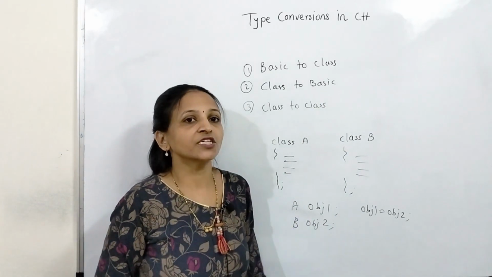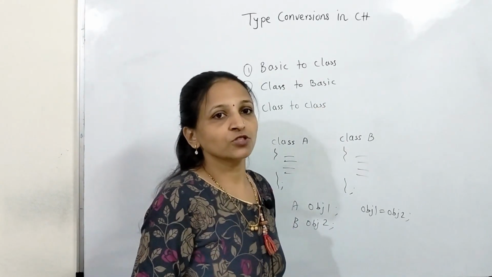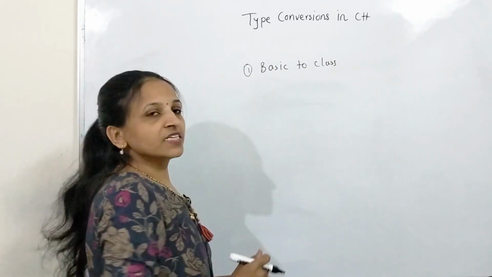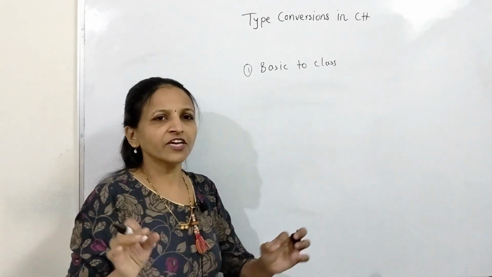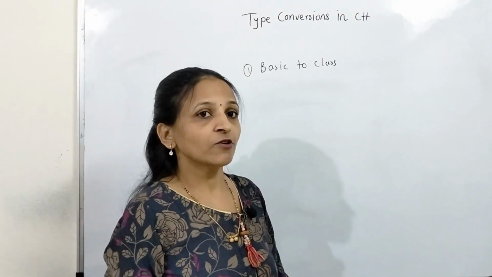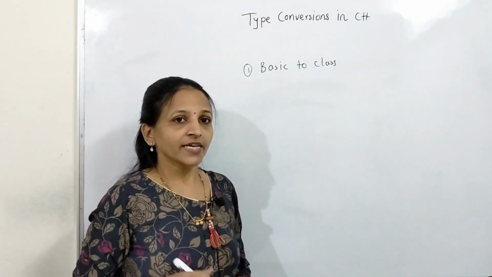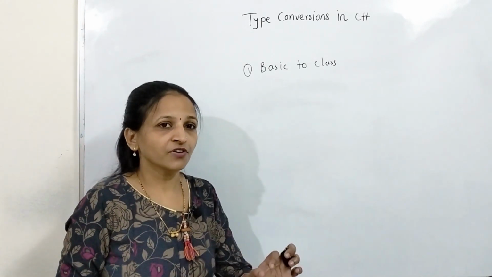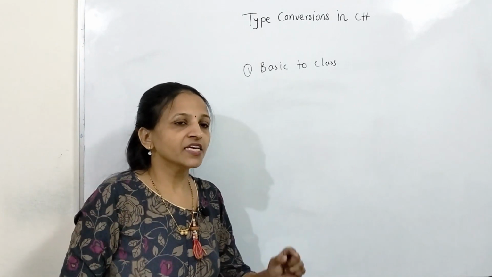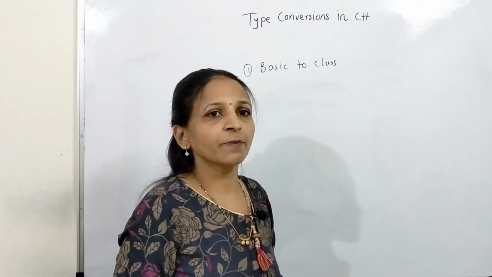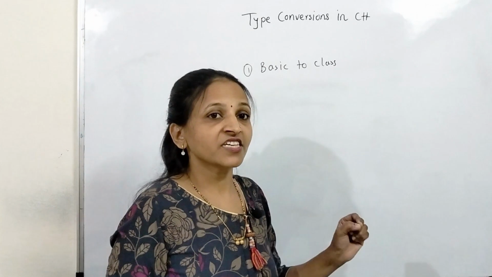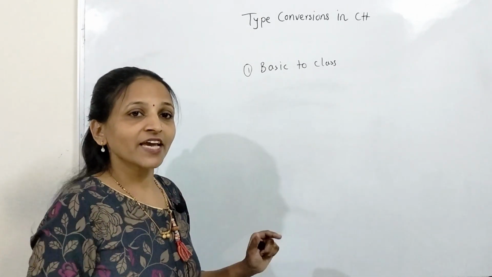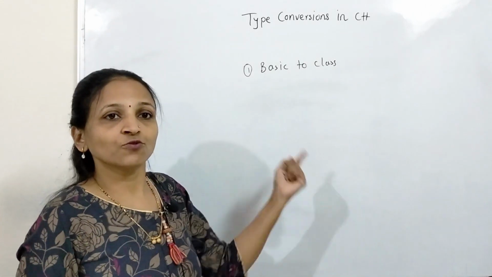Now how to achieve this? That part we have to see step by step. Consider the first one, basic to class. Already we have done this. We have seen the constructors concept, and in that we have seen the parameterized constructor. If we write a single argument parameterized constructor which takes one value of any basic data type, that we can use here for basic to class.